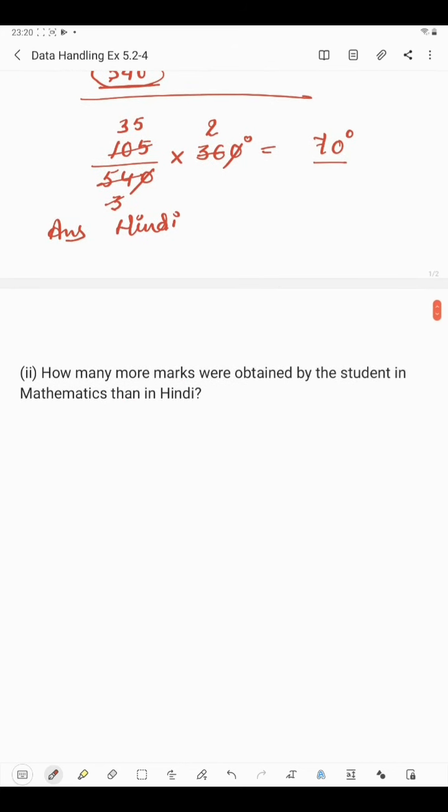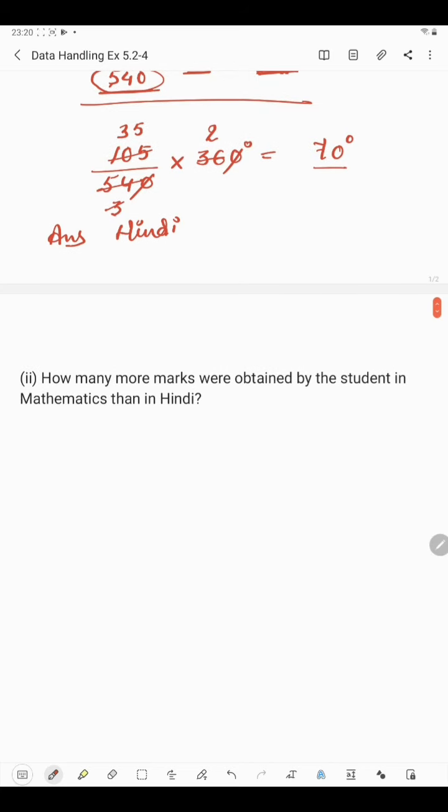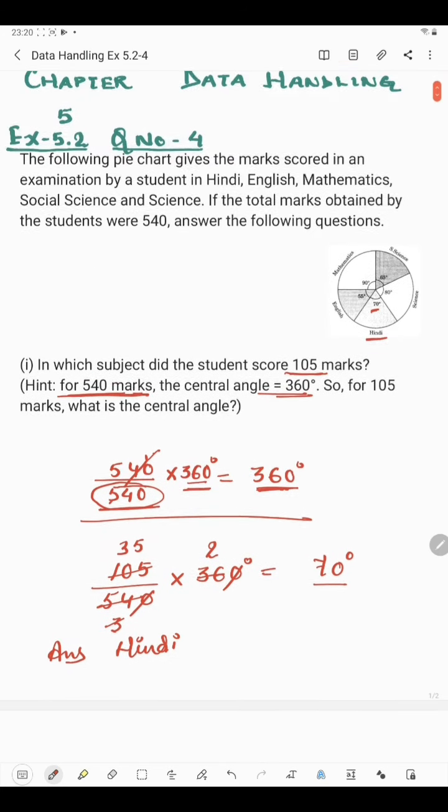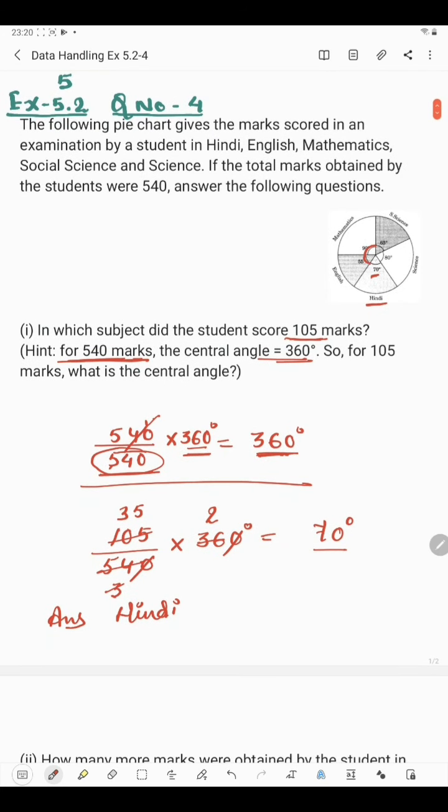So to get the score in maths, see, this is the complete angle, meaning 360 degree, right?